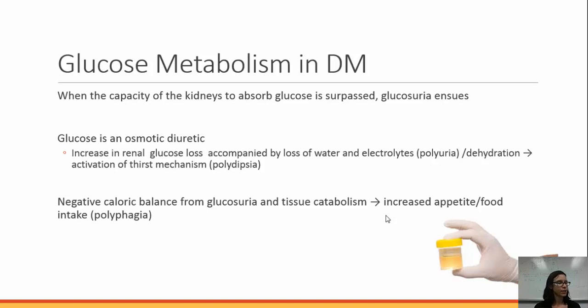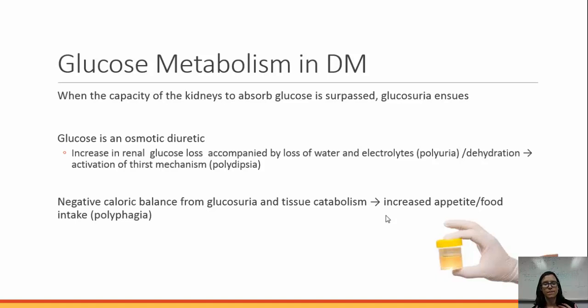Now, because we have this elevated plasma glucose, our kidneys have to work really hard to try to reabsorb it back into our body as it goes through our nephrons. When the levels of glucose surpass the kidney's ability, we get glucose in our urine, or glucosuria. Now, glucose is actually a diuretic. If we think about concentration gradients, basically, if we have so much glucose in our blood, it's going to draw in water and electrolytes in order to help balance it out. This causes excessive urination, or polyuria.